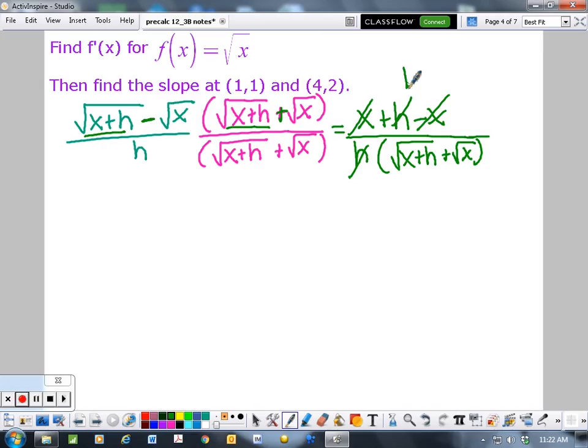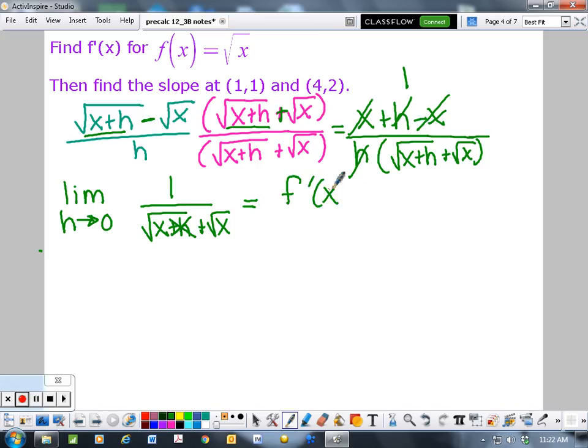So now we can apply that limit as h approaches 0 of 1 over the square root of x plus h plus the square root of x. Since h is approaching 0, this becomes 0. And now I have the square root of x plus the square root of x. So the derivative of the function at x is equal to 1 over 2 square roots of x, because when I add these two together, I have 2 of them. Now that I have the derivative, I can figure out the value at each point. So I'm just going to plug in 1 for the first one.